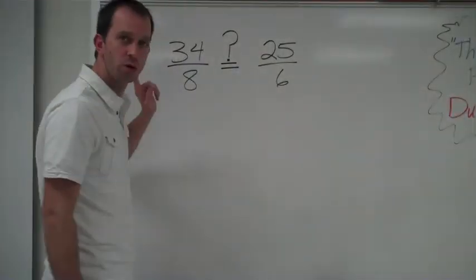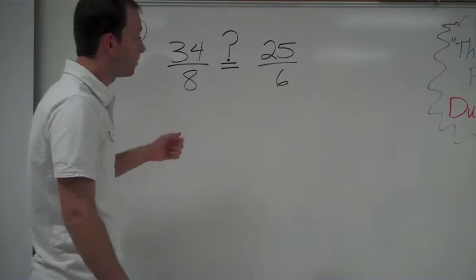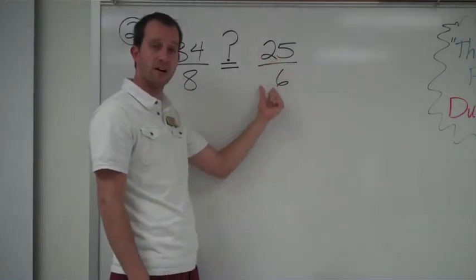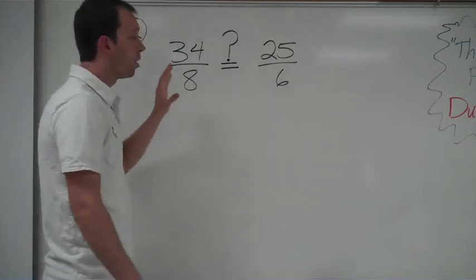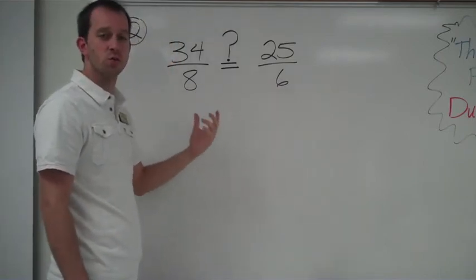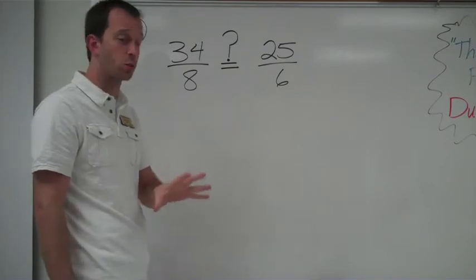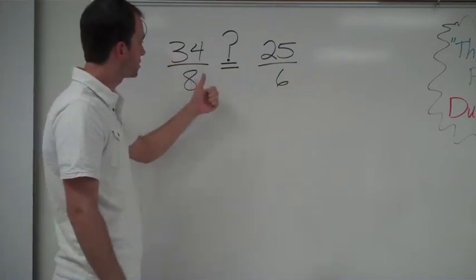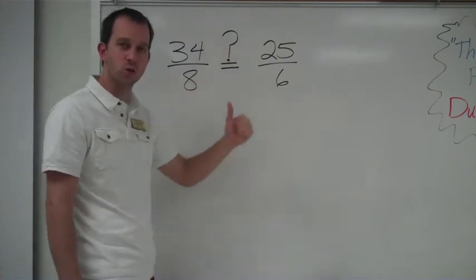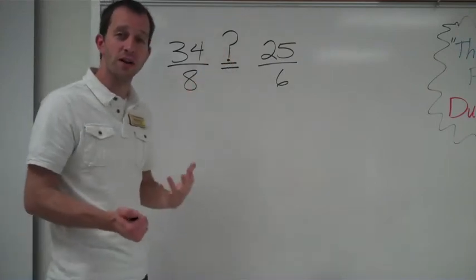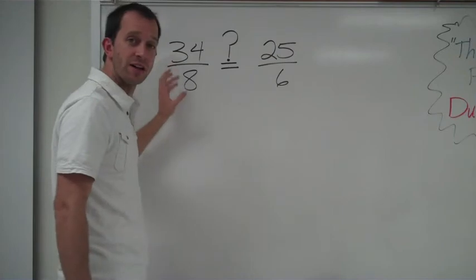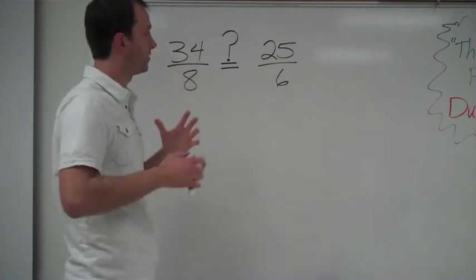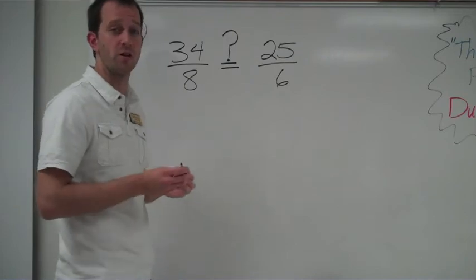Problem number 2 on our homework. In problem number 2, we are given 2 ratios, 34/8 and 25/6. Our job is to decide, are these ratios equivalent? So for this one, no variable, not trying to solve for x, just the question, are these equal? To see if they're equal, all we have to do is simplify them as far as we can. If they simplify to the same fraction, they're equal. If they don't simplify to the same fraction, they are not.